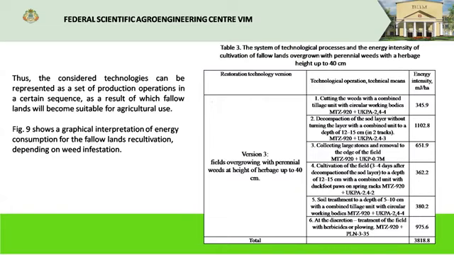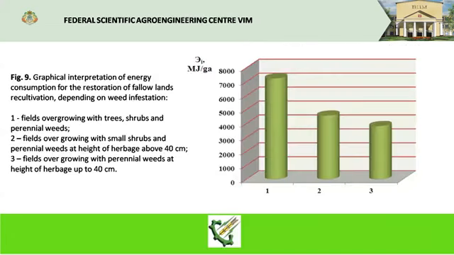Thus, a considered technology can be represented as a set of production operations in a certain sequence, as a result of which fallow lands will become suitable for agricultural use. Figure 9. Graphical interpretation of energy consumption for the recultivation of fallow lands depending on weed infestation.